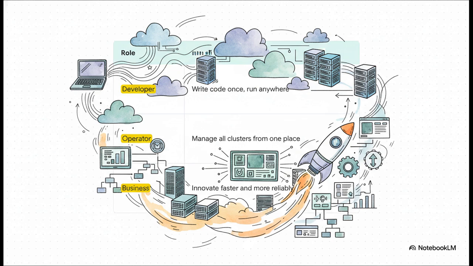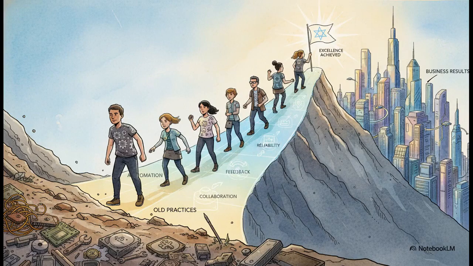For the operators, it's that single pane of glass dream we talked about. And for the business, it all boils down to one thing. You get to innovate faster and way more reliably. And look, this isn't just about making things feel nicer for the tech teams. These capabilities directly lead to higher performance and better business results. This is what a well-known research group called DORA calls achieving excellence in software development.